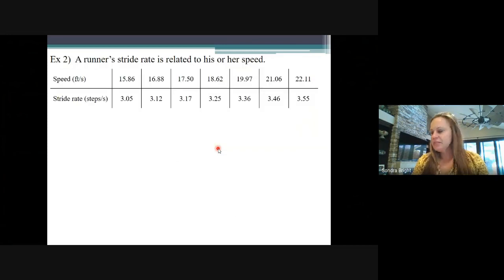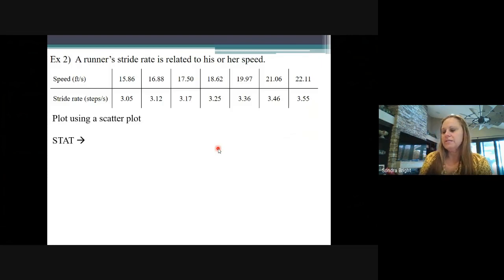Let's look at this first example. A runner's stride rate is related to his or her speed. Stride rate is like how many steps per second, and the speed is in feet per second. We're going to plot this using a scatter plot, and we're going to do it on our graphing calculator.